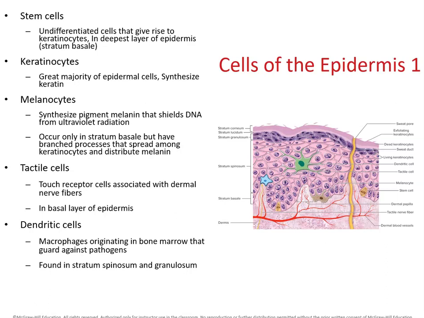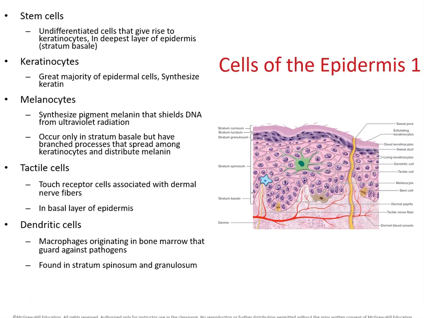We have melanocytes. Melanocytes make the pigment melanin. We'll be talking about that quite a bit later in this video. Melanin's job is to protect the DNA from UV radiation. Melanocytes are only found in the stratum basale, and they have kind of branched, almost arm-looking things, kind of star-shaped, so that they can spread out and distribute that melanin across the surface of the skin.